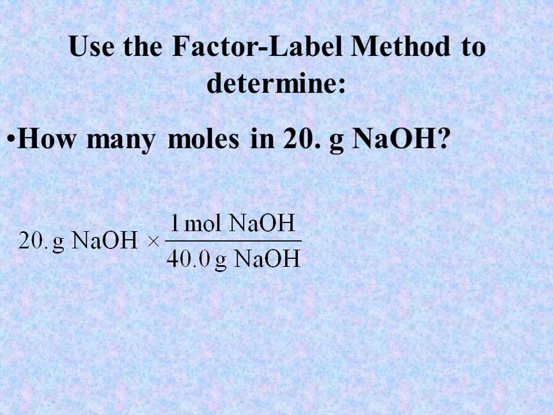Because we want the grams to cancel out, we put the 40.0 grams of NaOH on the bottom of the conversion factor and the 1 mole of sodium hydroxide on the top. The grams of NaOH will cancel out, and when we solve the resulting math problem, we take 20 divided by 40, which is equivalent to 1/2. So we get 0.50, only 2 significant figures because of the original mass that we had to begin with.